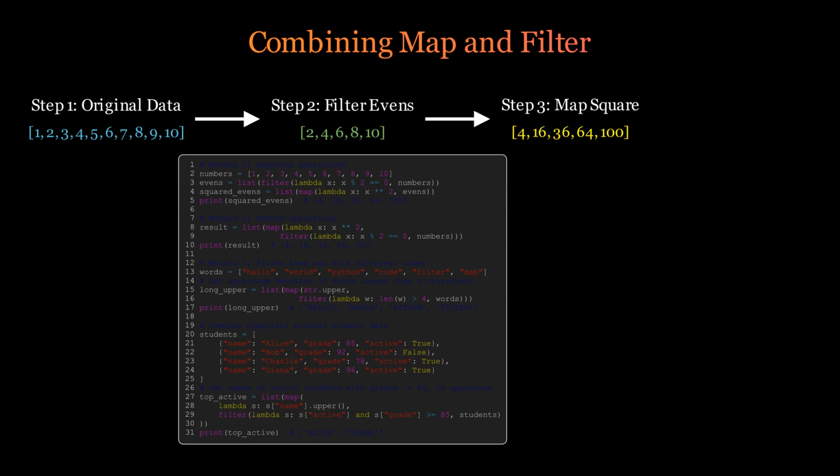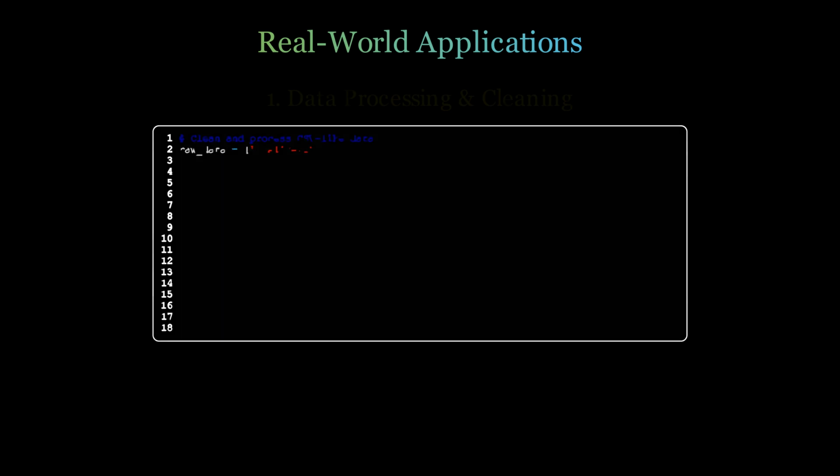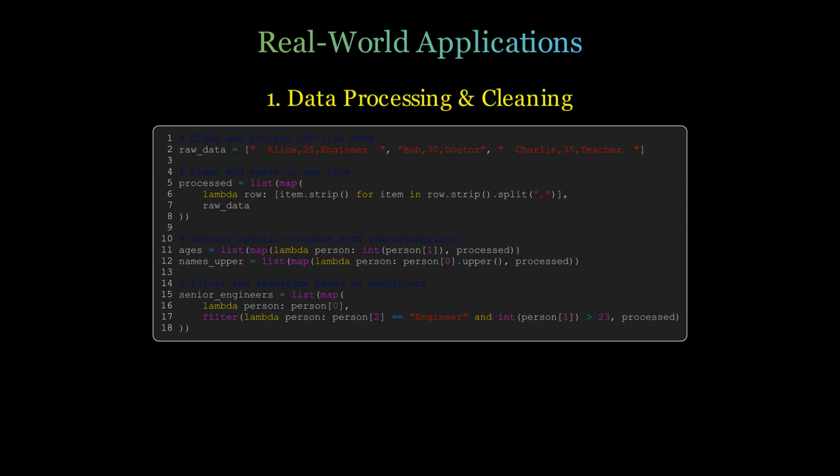Each approach has its place depending on complexity and readability needs. Let's see how Lambda, map, and filter solve real programming problems. These tools shine in data processing, text manipulation, and any scenario where you need to transform or filter collections of data. First, data processing and cleaning.